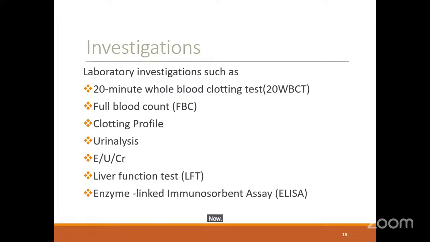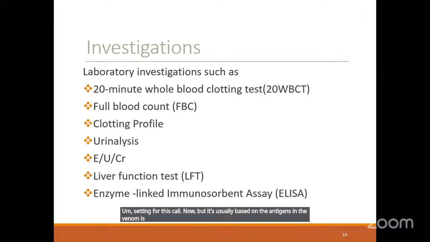Now, this particular test is really very expensive. It's not freely available. We may not really have it available in a setting like this. It's usually based on the antigens in the venom. It helps to identify the particular species that bit the patient, but I'm not sure we really have it so much here in this part of the world.